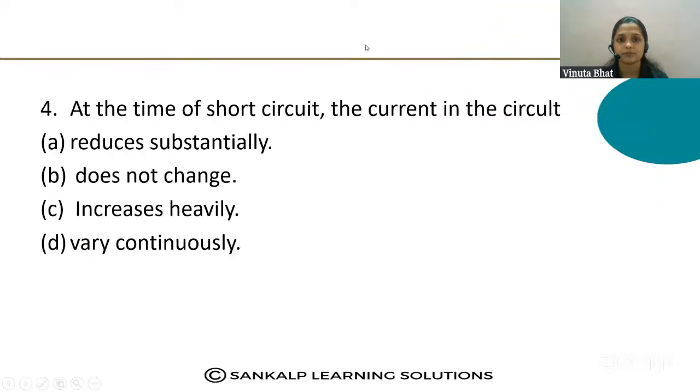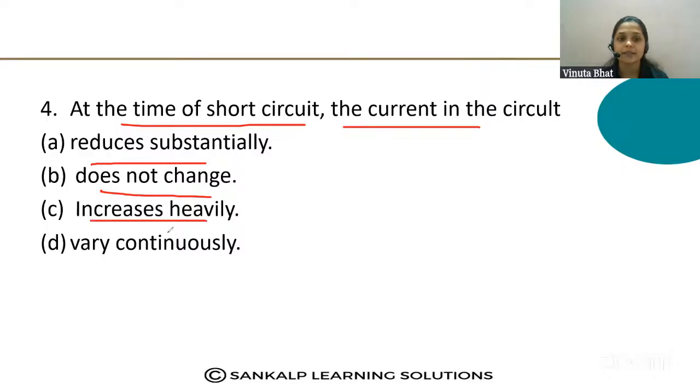Next question. At the time of short circuit, the current in the circuit: reduces substantially, does not change, increases heavily, varies continuously.